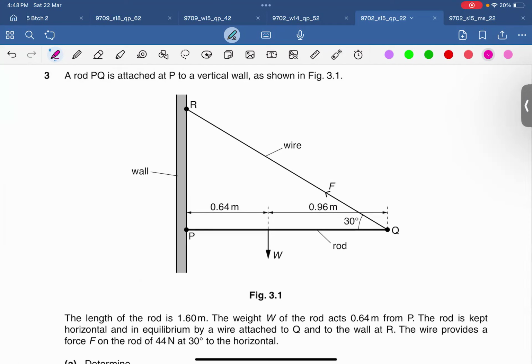A rod PQ is attached at P to a vertical wall as shown in figure 3.1. The length of the rod is 1.6 meters. The weight W of the rod acts at 0.64 meters from P. The rod is kept horizontal and in equilibrium by a wire attached to Q and to the wall at R. The wire provides a force F on the rod of 44 newtons at 30 degrees to the horizontal.